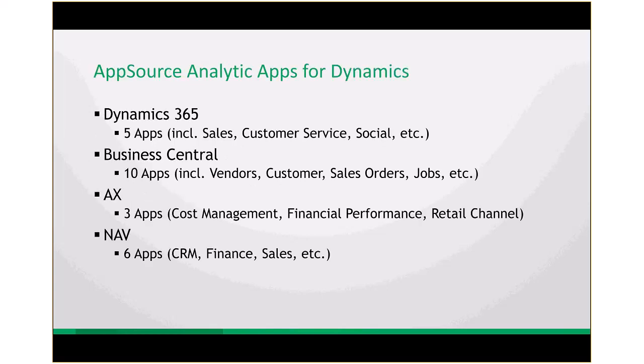So as I mentioned, the new name for these content packs is apps. So these are analytic apps. There's a number of them available for Dynamics. I think there's around 24 or 25 of these various applications that are available out of the box for Dynamics. For Dynamics 365 specifically, there's 5 out-of-the-box applications that include sales, customer service, social actions. Those type of things have apps written around it. Business Central has 10 different ones, AX has 3, and Nav has 6. But there's a pretty wide variety of these pre-developed dashboards, reports, and data sets that you can use right out of the box with your implementation.